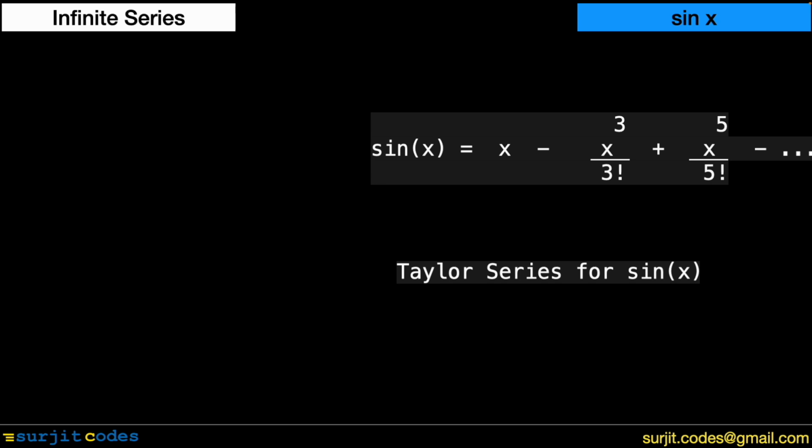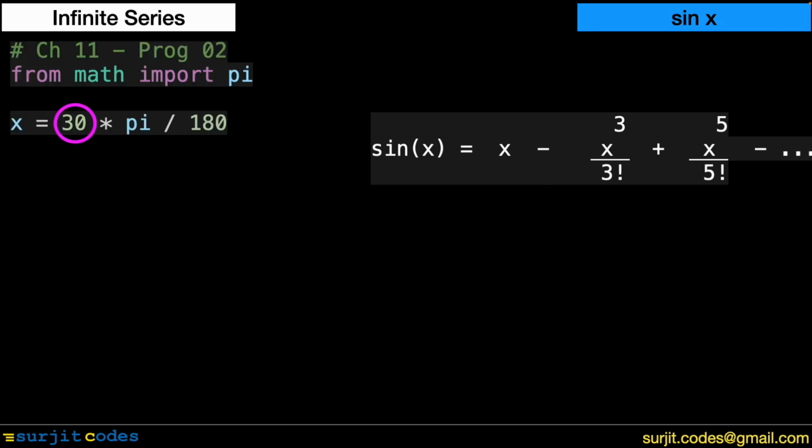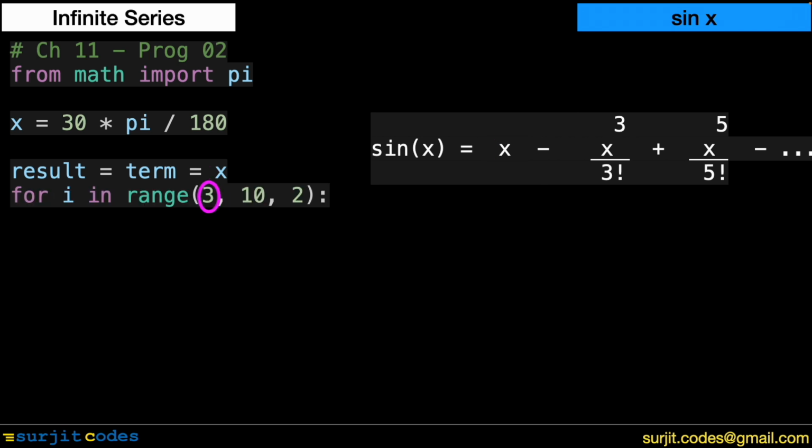Sin x is another function for which the Taylor series is known. In this series, the terms change their sign alternately. If the angle is in degrees, we convert it into radians. In this case also, we save the first term in result and then start the loop with initial I equal to 3. In this series, the ratio between consecutive terms is minus x squared by I into I minus 1.